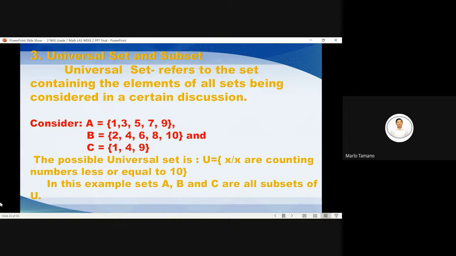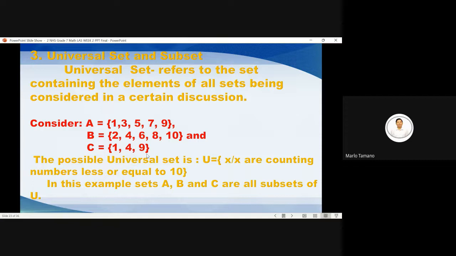Plus the sets. Yung bawat family or yung bawat bahay na may mga family po, yun po yung mga tumatayong bilang sets. Naintindihan? So, consider A is a set of 1, 3, 5, 7, and 9. B is a set of 2, 4, 6, 8, and 10. And C, 1, 4, and 9. The possible universal set is U. U is a set of X such that X are counting numbers less than or equal to 10.